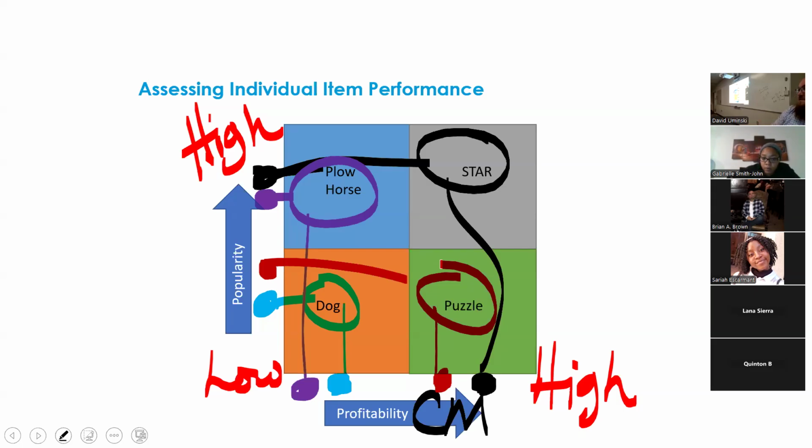It gets people in our door. Maybe it's their favorite thing on our menu, gets them in the door, and then they buy a margarita on top of that. Okay. It's doing its job.